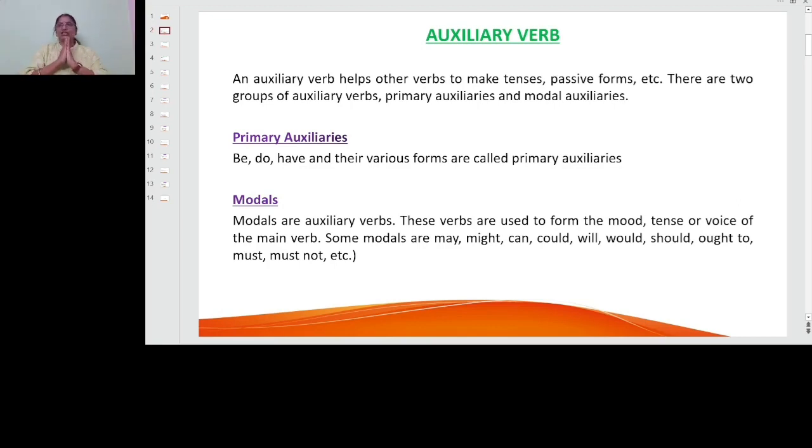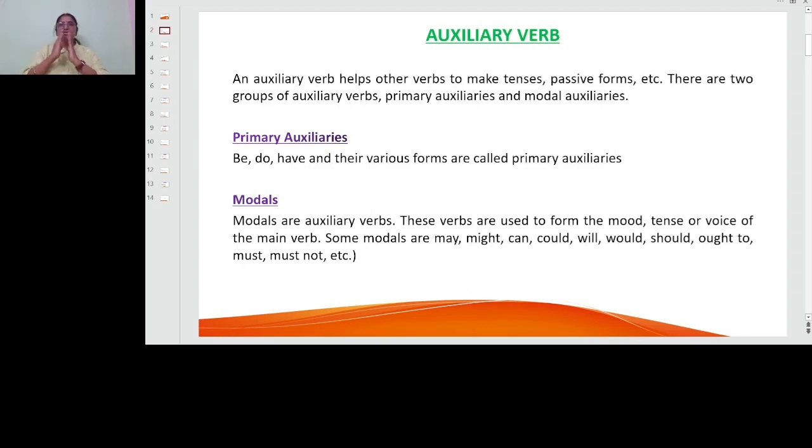Now, primary auxiliary has three forms, that is, the be form of the verb, the do form of the verb, and have. These are the various forms of auxiliary verb. And an auxiliary verb, we already understood, is a helping verb. Now, if you take the be form of the verb: is, was, are, were, even being, been. These are the be form of the verb.